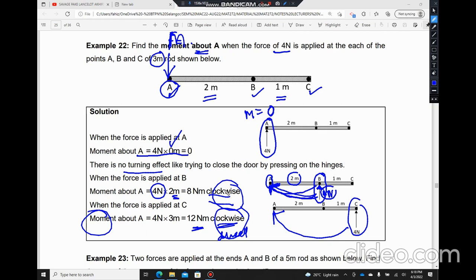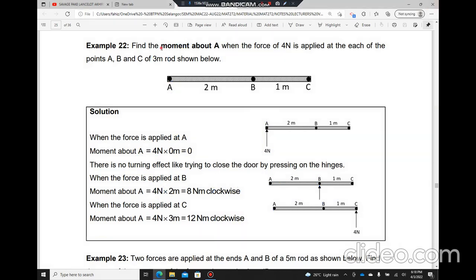Okay, so this one for example 22. So awak kena fahamkan betul-betul lah kalau dia soalan dia moment about A. So moment about A, we focus on point A. Tapi kena ambil setiap point. Untuk moment, boleh kira setiap point which is moment at A, moment at B and moment at C. Okay, this one example 22.